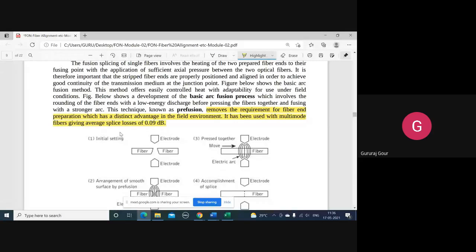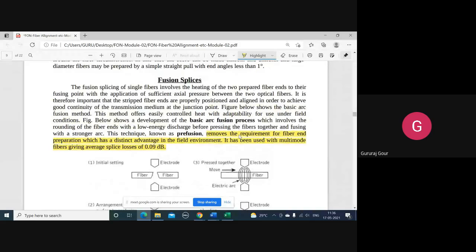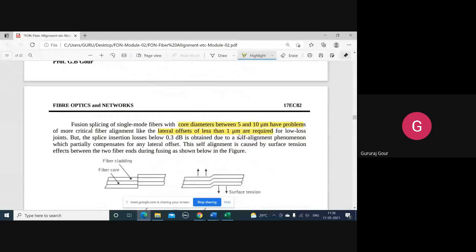Such a technique, known as prefusion, removes the requirement for fiber end preparation, which is a unique advantage in the optical environment, and can produce insertion loss in multimode fibers of up to 0.09 decibels, which is low. But practically, it is inevitable. So this is the technique or method we follow in fusion splices.